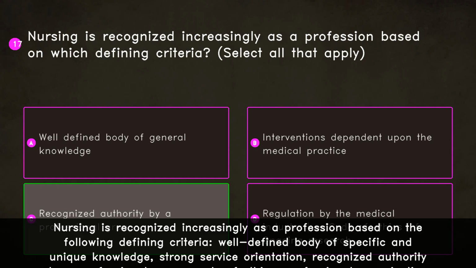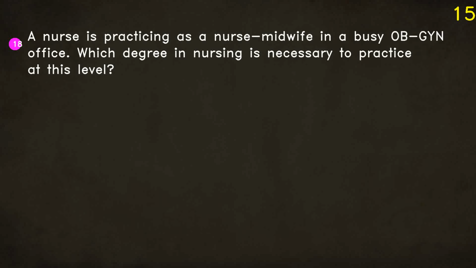Nursing is recognized increasingly as a profession based on the following defining criteria: well-defined body of specific and unique knowledge, strong service orientation, recognized authority by a professional group, code of ethics, professional organization that sets standards, ongoing research, and autonomy and self-regulation.